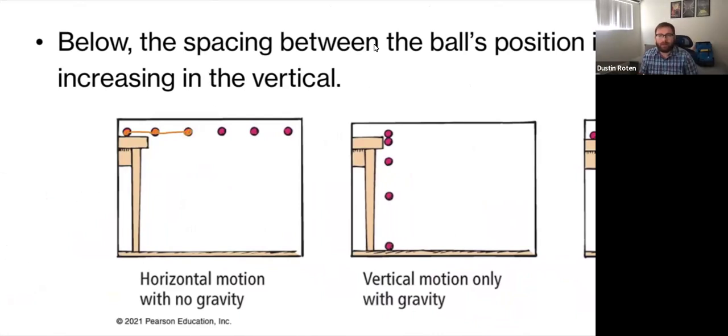there's no acceleration. All these distances are the same, which means it's traveling at the same speed. And if you're traveling at the same speed, that means you're not accelerating. No acceleration. That's only the motion in the x direction.